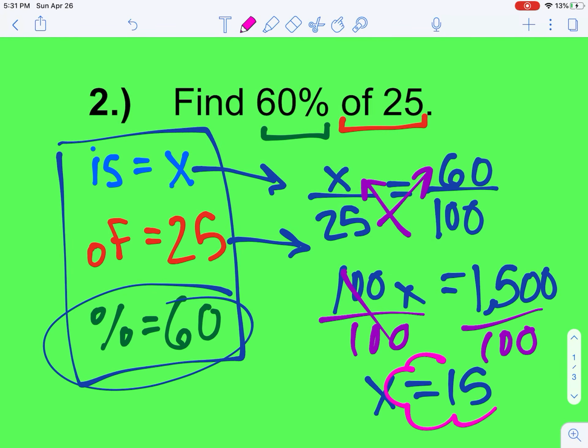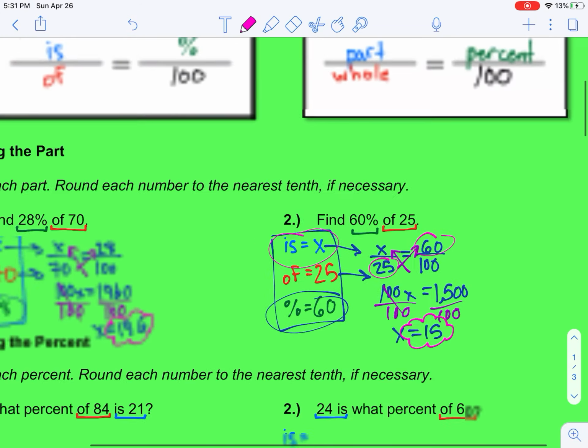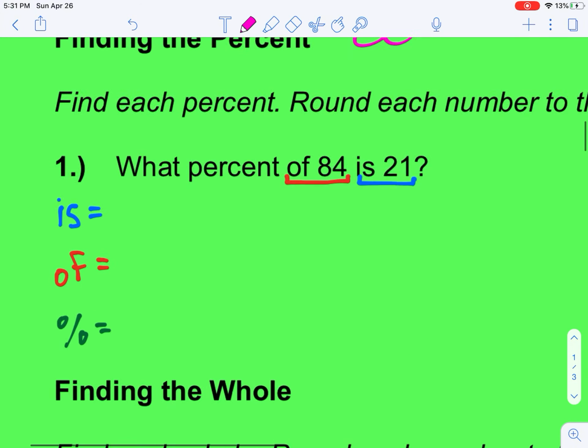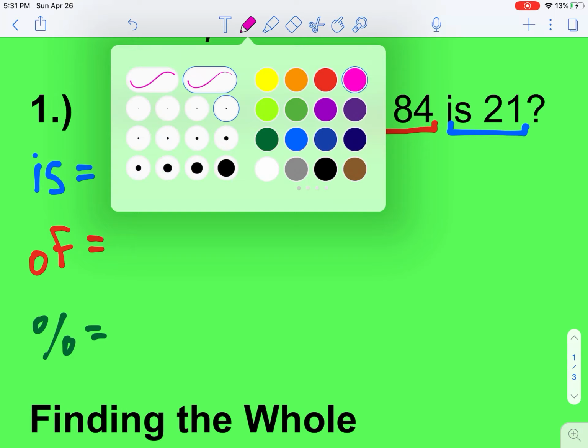So for our two problems right here, we were looking for the part, or we were looking for the is. Now my variable is not always going to be on the top left. Sometimes it's going to be in the top right, and sometimes it's going to be on the bottom left. So let's figure out what happens when we're missing the percent.